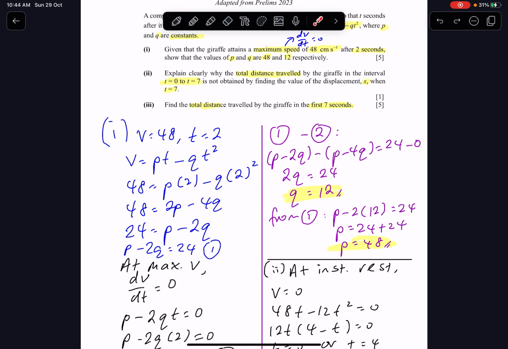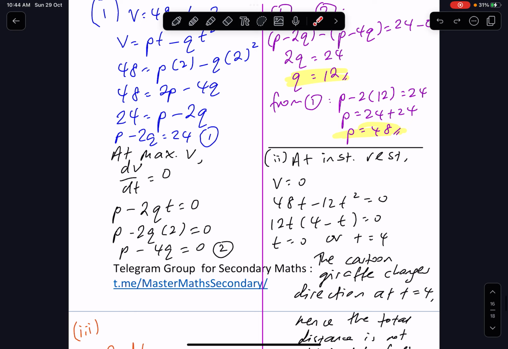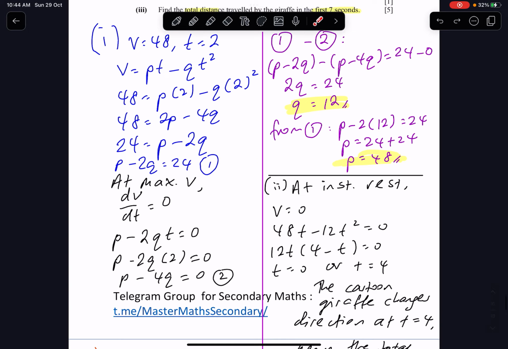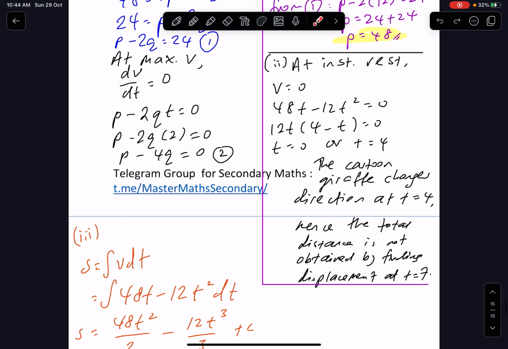Okay, part 2. Explain clearly why total distance is not obtained by finding the displacement. Why? It is because there is an instantaneous rest that happens, at v is 0. If you solve for t, instantaneous rest happens at t equals 0, which is not applicable because it's at the start, or t equals 4, meaning between time equals 0 to 7 there is a point where the cartoon giraffe starts to have instantaneous rest, meaning it changes direction. So the cartoon giraffe changes direction at t equals 4, hence the total distance is not obtained by simply finding displacement.